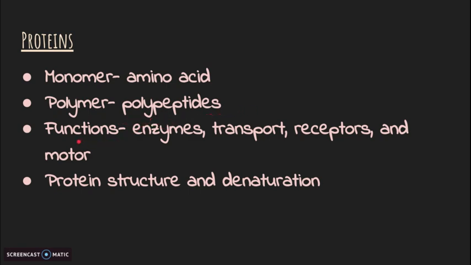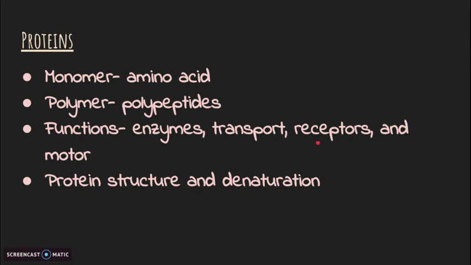And then the functions of protein, these are just a few. Proteins do a lot. Most famously, they do enzymes. They're also transport proteins, receptor proteins, and motor proteins. Motor proteins play a role in cell division. They're the ones that will move the chromosomes to opposite sides of the cell.